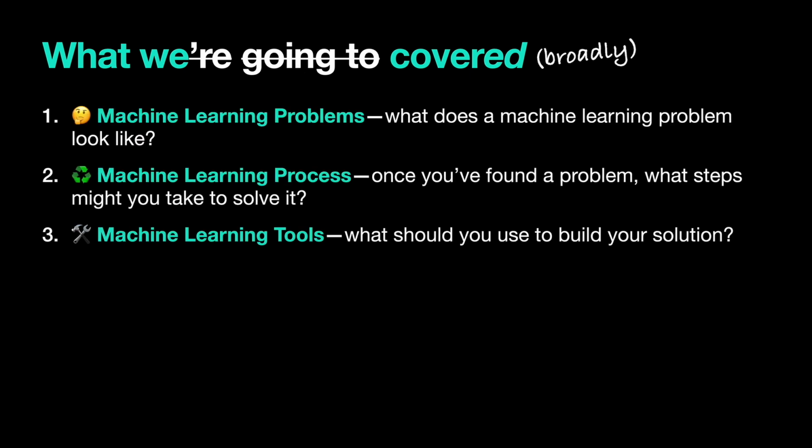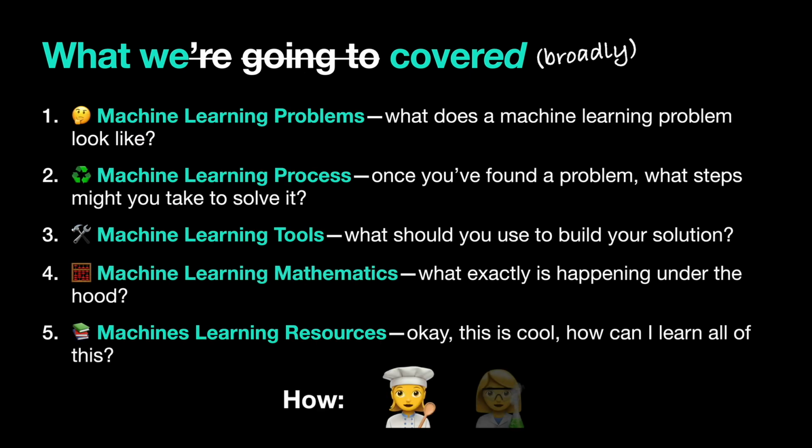So, what we've covered broadly. We started with machine learning problems. What does a machine learning problem look like? We went through the process of how you might go about trying to solve one of these problems. We then looked at the tools you should use to build your solution, which is kind of an endless list at this point. Then we covered the machine learning mathematics, or at least the names of the different things. Remember, knowing the name of something is not understanding it. That's what's happening under the hood of all the machine learning code that we write. It's a mathematical problem. And then we have machine learning resources.